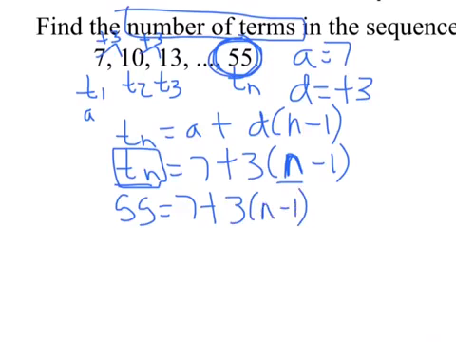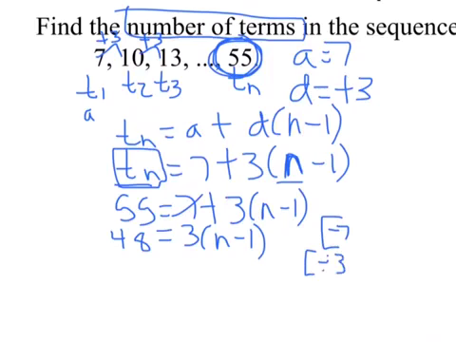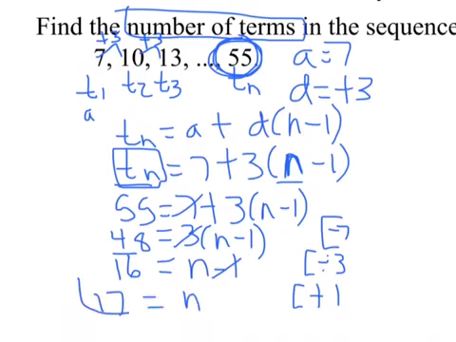To solve this, I have to minus 7. 55 minus 7 is 48. That gets rid of that 7. 3(n minus 1). Now you can expand through those brackets and solve, or you can simply divide by 3 right away. 48 divided by 3 is 16. That gets rid of that 3, and that's n minus 1. Then I add 1 to both sides, and I have n equaling 17.